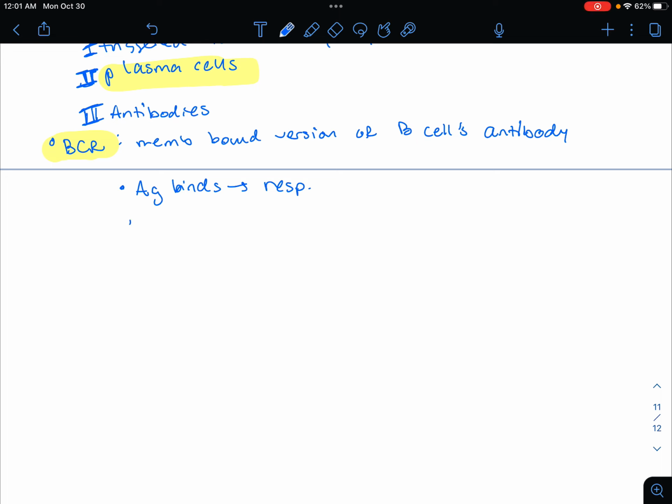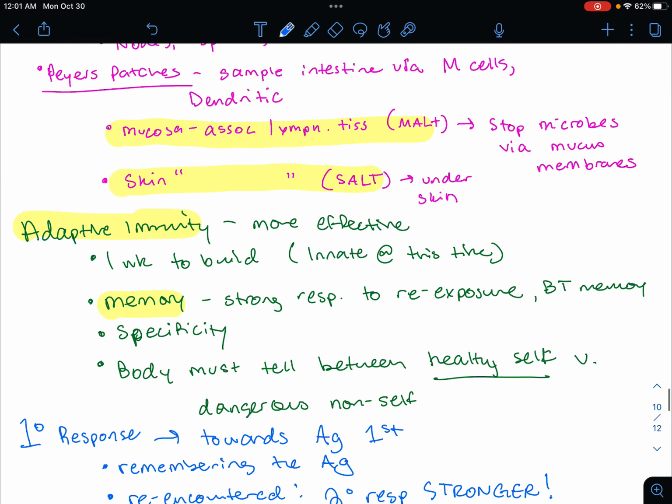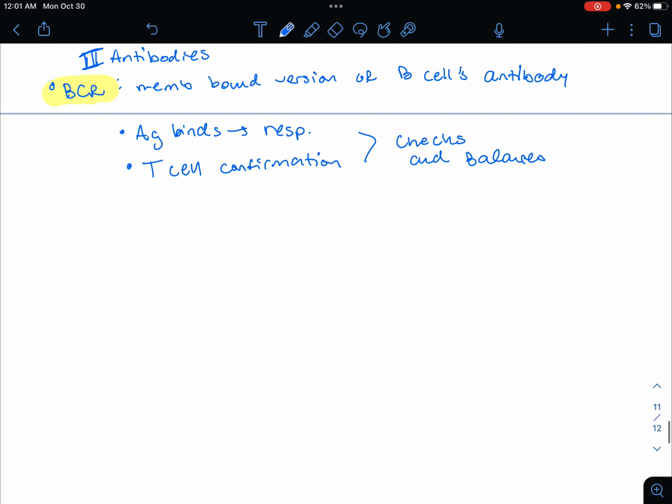And we also need to get confirmation from a T cell. This is what my professor purposely called the checks and balances system. Because again, the immune system is very powerful. The responses, especially from this adaptive immunity. So with great power comes great responsibility.